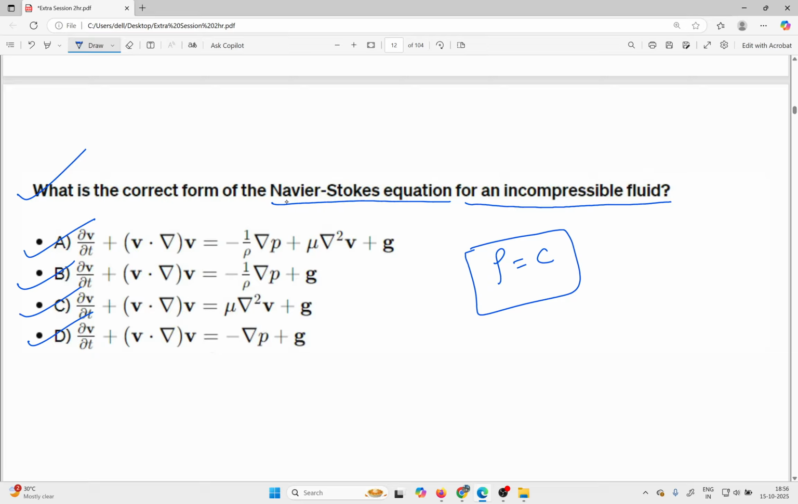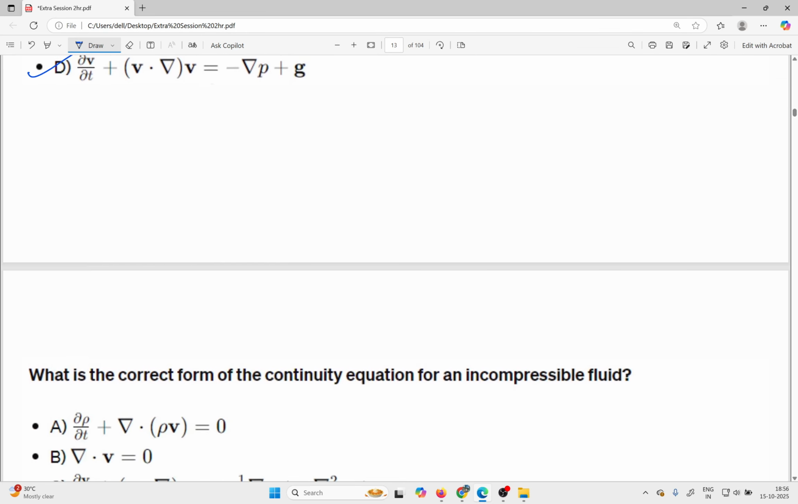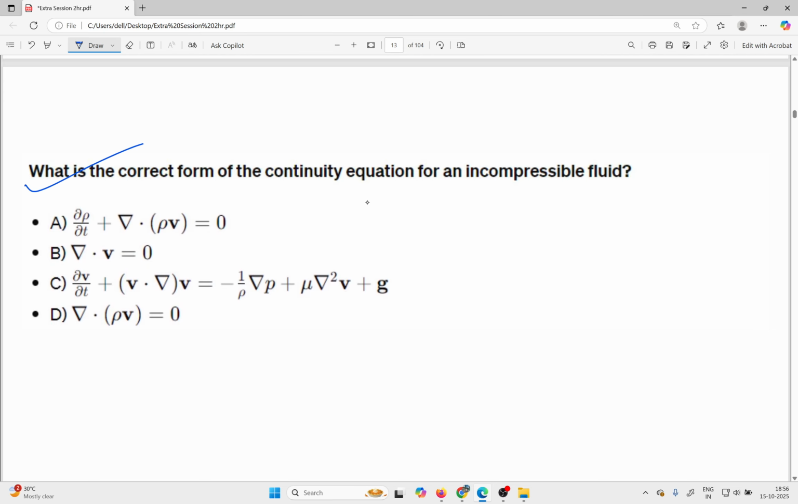Okay. So the correct form of the Navier-Stokes equation is this one for incompressible fluid. Option A. Remember, please. Now, what is the correct form of the continuity equation for incompressible flow? The only condition here is incompressible, not steady incompressible. Remember, please. Not steady, only incompressible.